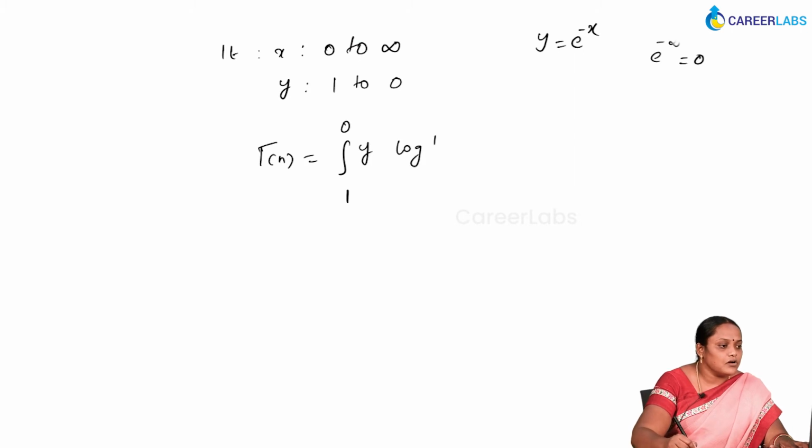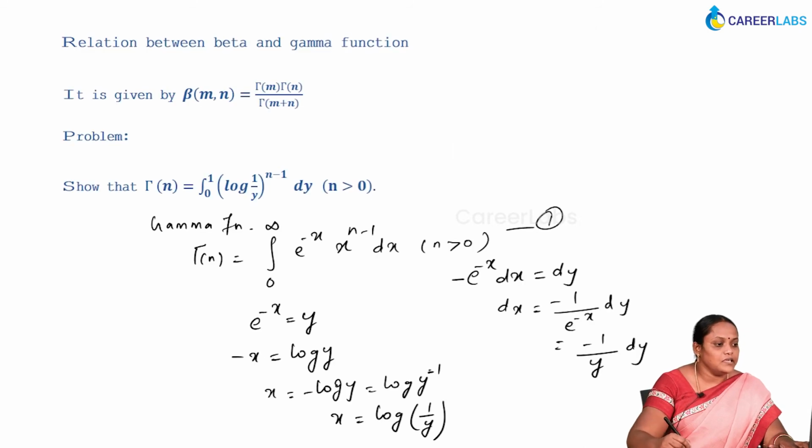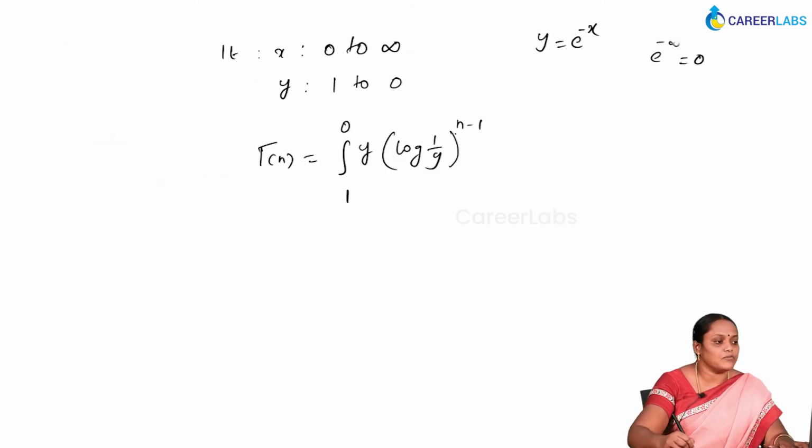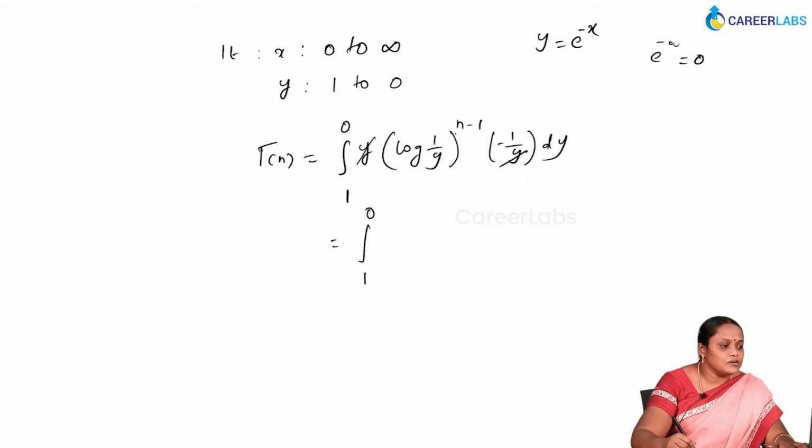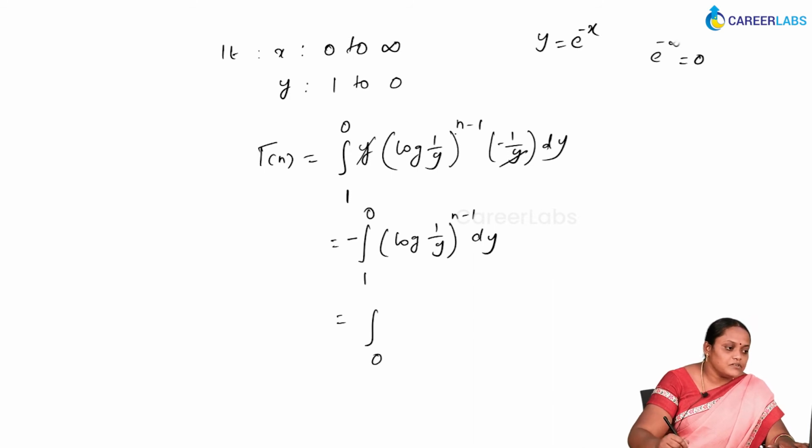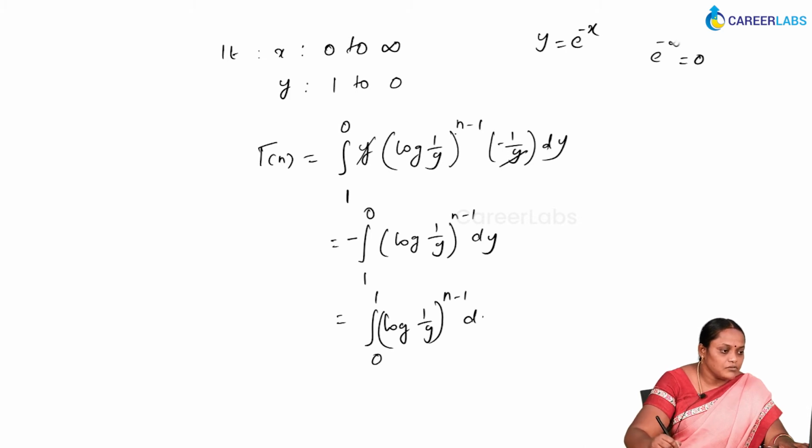So this is log 1 by y whole to the power n minus 1 dx. What is dx? It is minus 1 by y dy. So this is minus 1 by y into dy. So the y term will get cancelled and the remaining will be integral 1 to 0. You have a negative sign outside, and this is log of 1 by y to the power n minus 1 dy. So by the integral property, you can reverse the integral as 0 to 1, with the compensation of the minus. So this will become integral 0 to 1 log 1 by y to the power n minus 1 into dy.